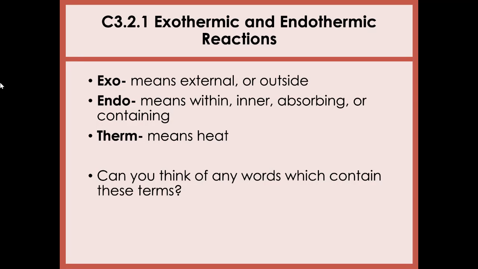So for exo, you might have come up with exoskeleton, which means an animal has got an external skeleton, so the skeleton's on the outside of their body. You might have, it's not quite exo, but exit, which is a door by which we leave and go into the outside. Endo, again, you might have had endoskeleton, so that's creatures like us that have got our skeleton within the body.